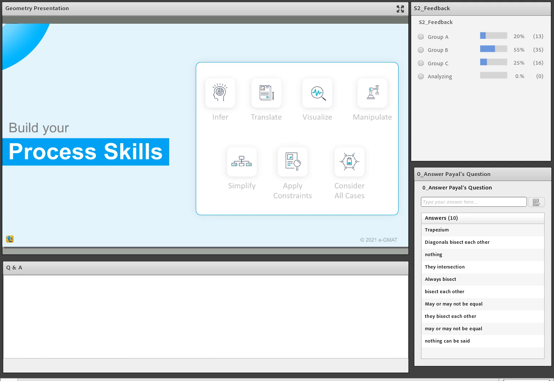Okay, with that being said about concept understanding, let's now start building our process skills. And what we are going to do now is solve simpler questions. These are not going to be complicated questions.